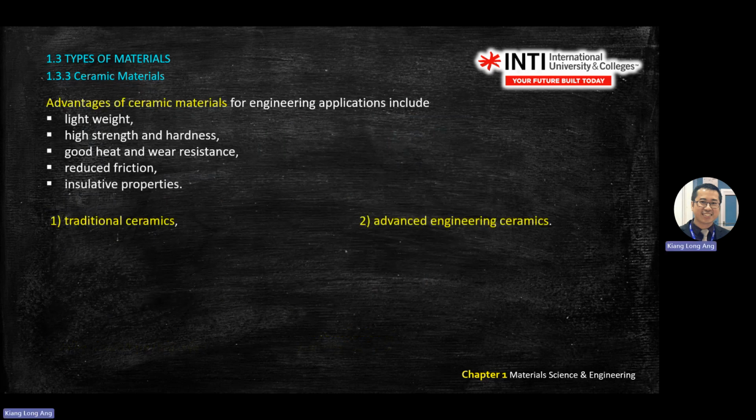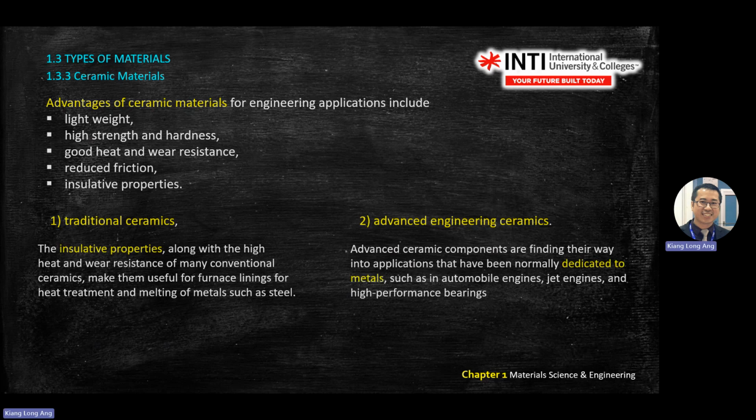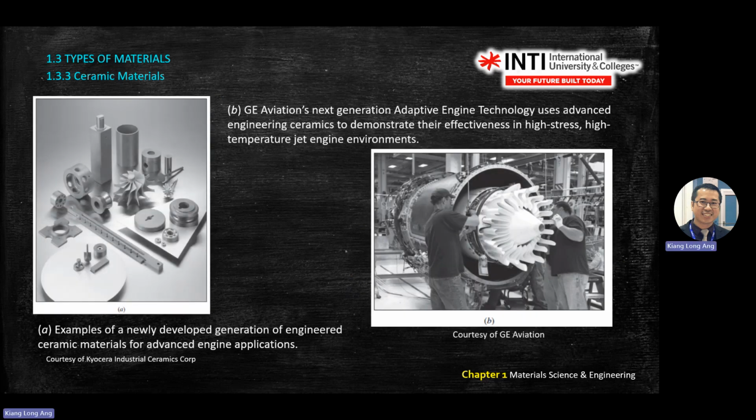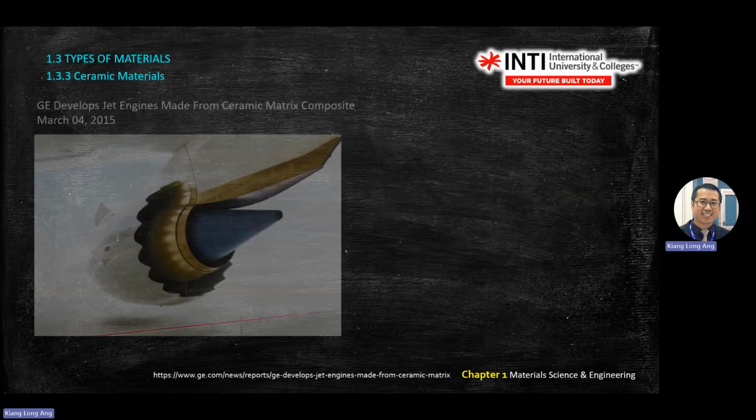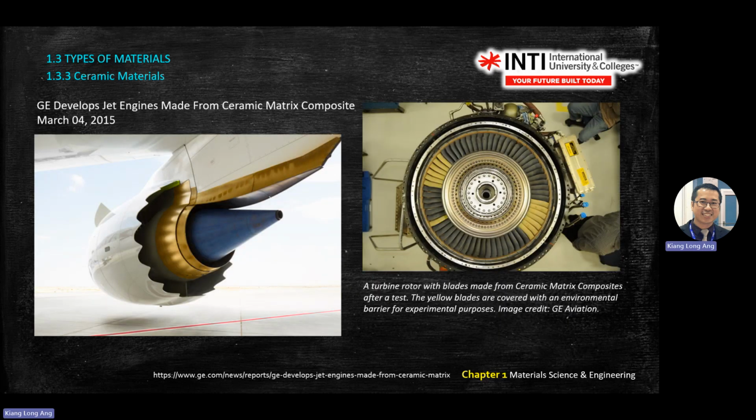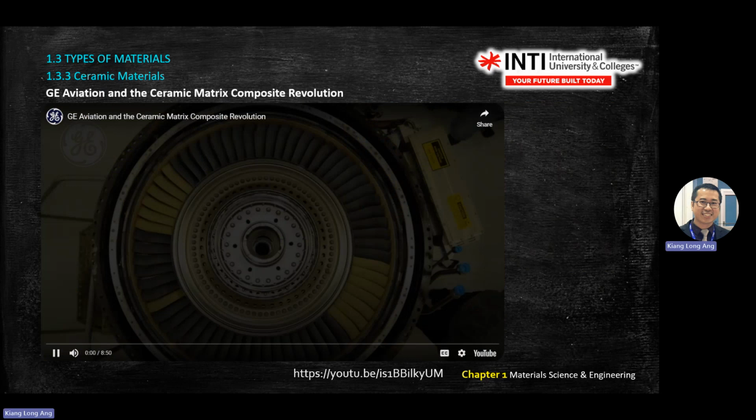Advantages also you read. This slide is important when it comes to Section A questions. It will tell you, okay, give advantages of using ceramic materials or advantages of using metallic materials and so on. Okay, so this one you read. These are examples of ceramic materials on the aircraft. Nowadays you see all these shapes and all this.